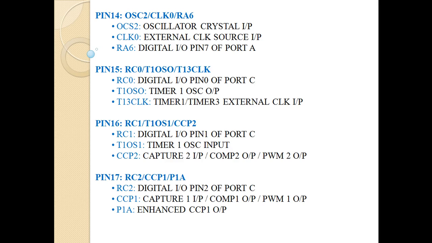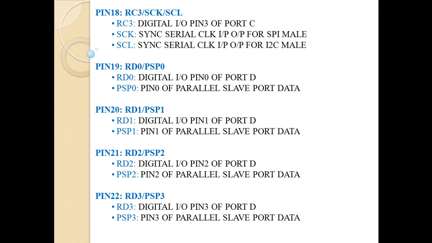Pin 17 works as RC2, CCP1 and P1A, where P1A is the output provided for enhanced CCP1. Pin 18 works as RC3, SCK and SCL, where SCK is the synchronous clock input for SPI mode and SCL for I2C mode. Pin 19 works as RD0 and PSP0. PSP0 is the very first pin of parallel slave port data. Pin 20 to 22 works in the same manner as pin 19.